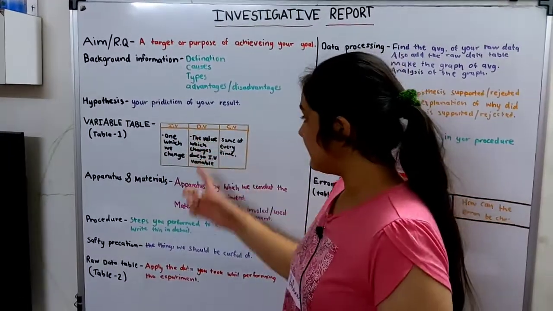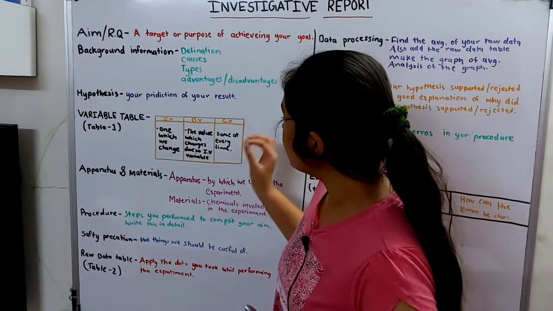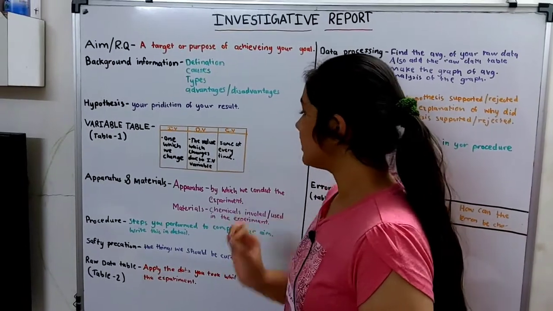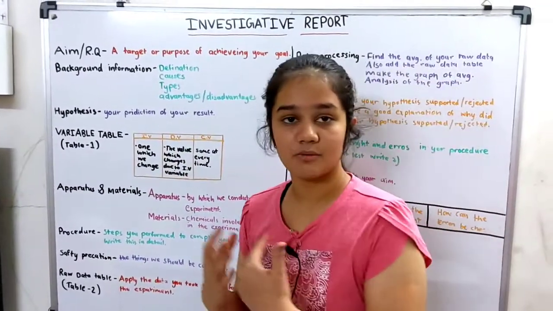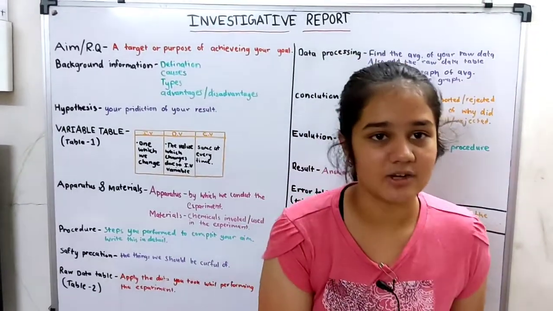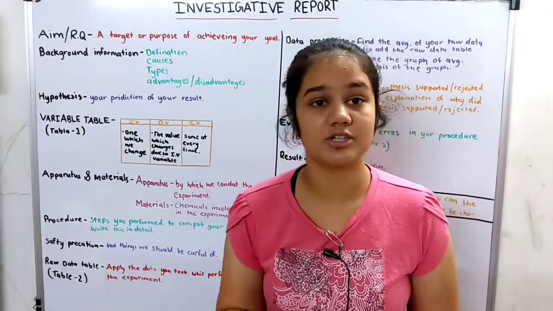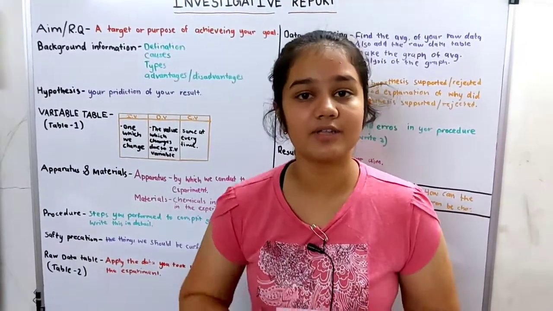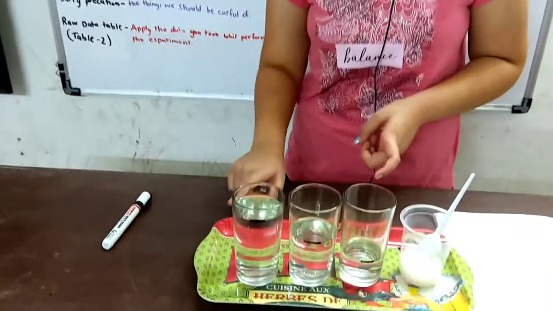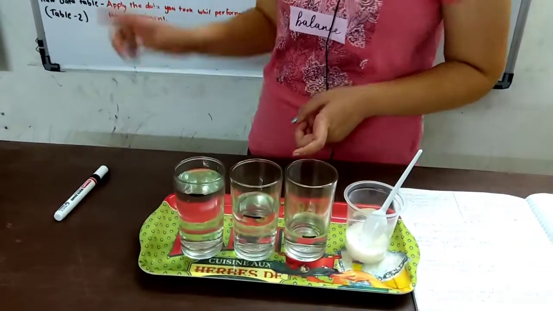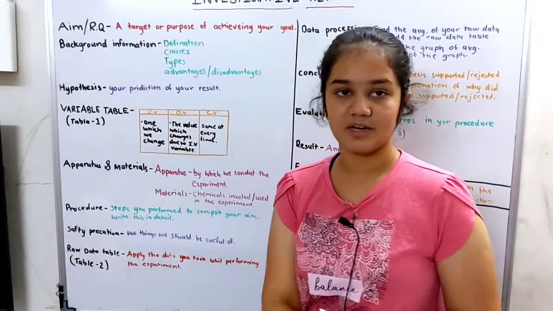Then in the dependent variable, we can say the volume changes due to the independent variable. Because of the independent variable, the dependent variable is dependent basically on the independent variable. That is the saturation point. Each glass will have a different saturation point because it has a different amount, a different volume of water. So the dependent variable is always dependent on the independent variable.